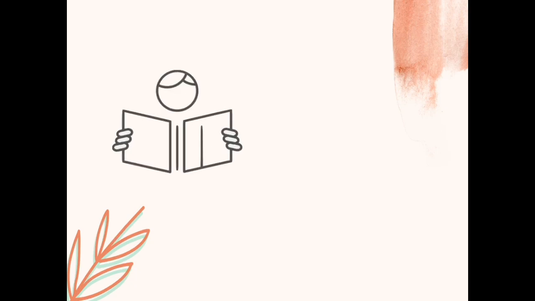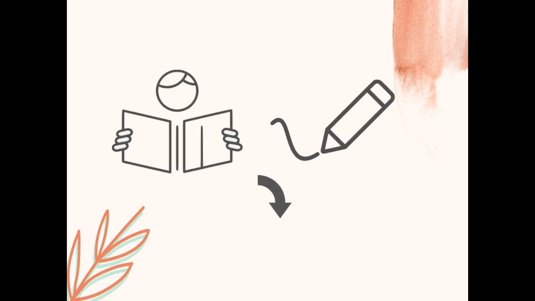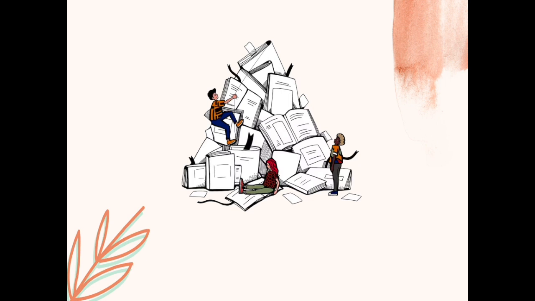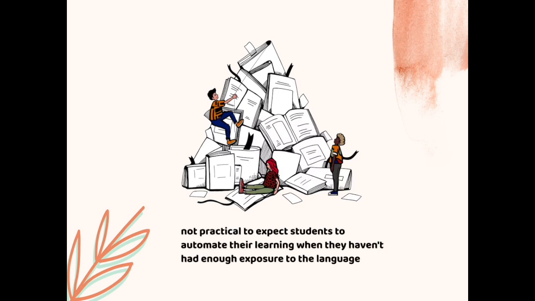For instance, when teaching the concept of the past tense, students can revise the past tense regularly while reading or writing, even if they focus on other grammar rules. However, when teaching English as a foreign, second, or additional language, the curriculum is often quite extensive, making it challenging for teachers to revisit the same learning content. It's also not practical to expect students to automate their learning when they haven't had enough exposure to the language.